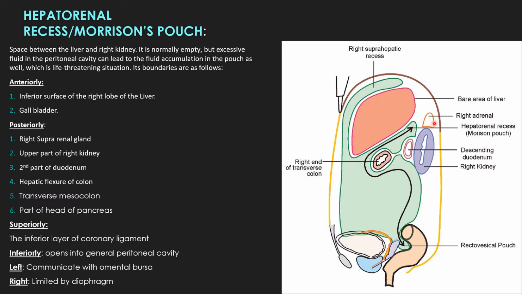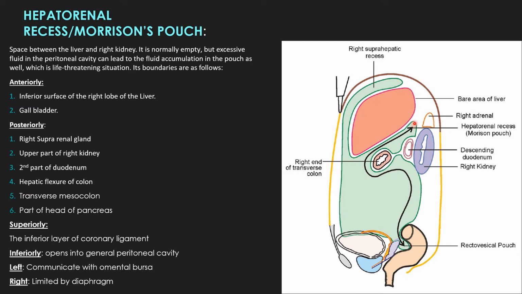So right adrenal gland, right kidney, second part of the duodenum, transverse mesocolon, and the transverse colon along with the tail and part of the head of the pancreas are all forming the posterior boundary. And the anterior boundary is formed by the inferior surface of the right lobe of the liver and the gallbladder.